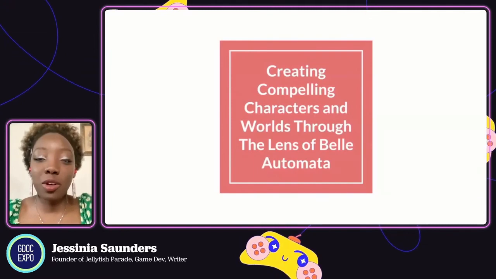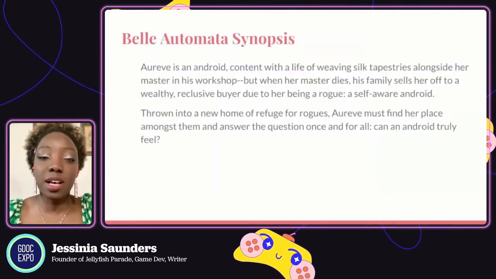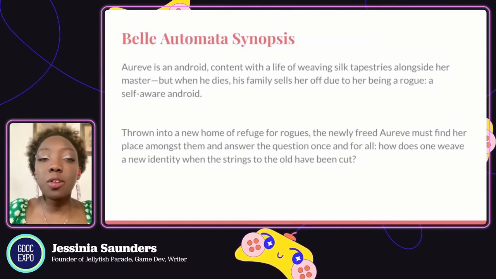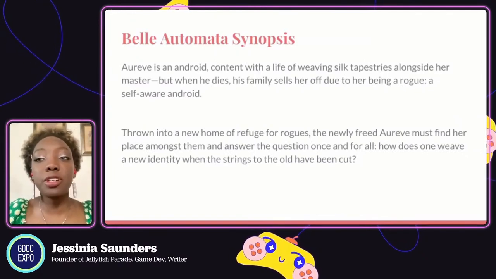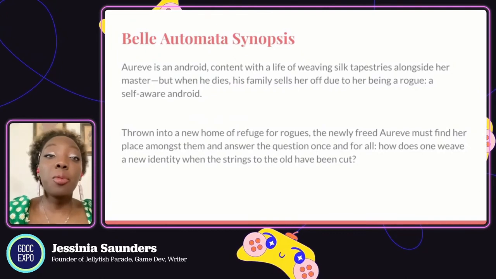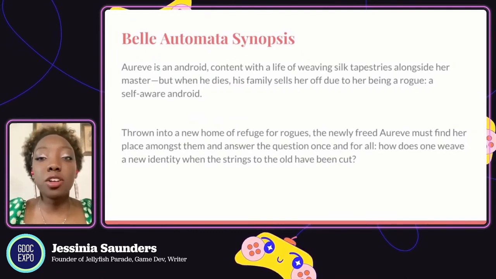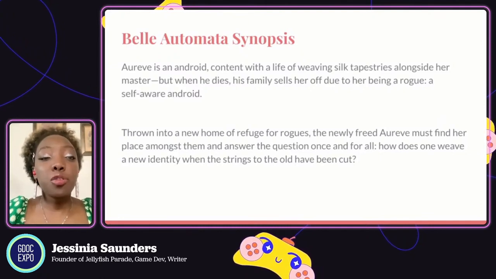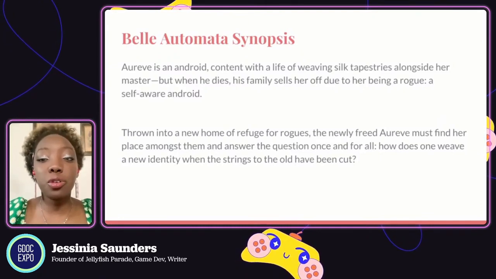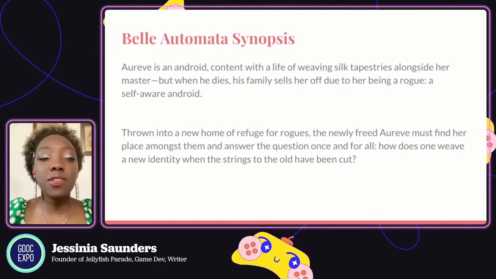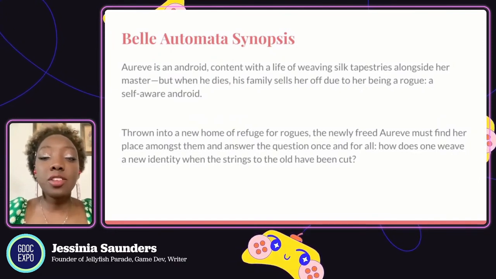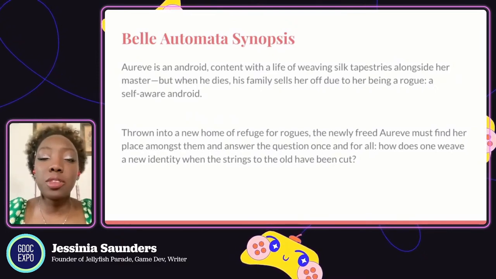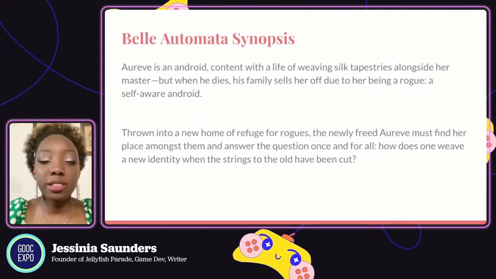I'd like to start with reading a synopsis of Belle Automata. Arev is an android, content with a life of weaving silk tapestries alongside her master. But when he dies, his family sells her off due to her being a rogue, a self-aware android. Thrown into a new home of refuge for rogues, the newly freed Arev must find her place amongst them and answer the question once and for all: how does one weave a new identity when the strings to the old have been cut?